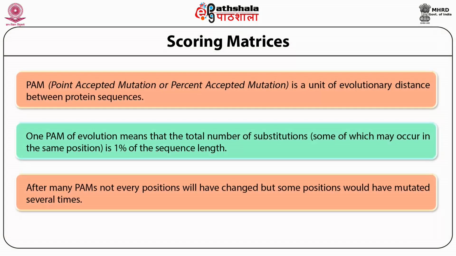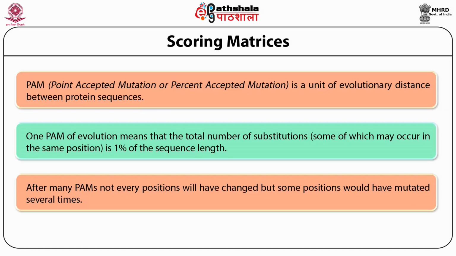So what Dayhoff did, she constructed a log odds probability matrix, something which she called the point accepted mutation or percent accepted mutation matrix, from a set of perfectly aligned proteins. But wait, there is a problem out here. To get a set of perfectly aligned proteins, you need a very good scoring matrix. And to get the scoring matrix, you need a set of perfectly aligned proteins. So how does this happen?